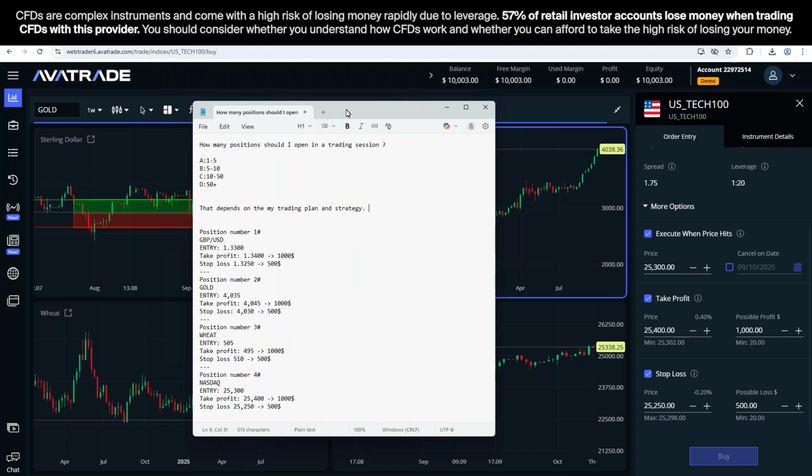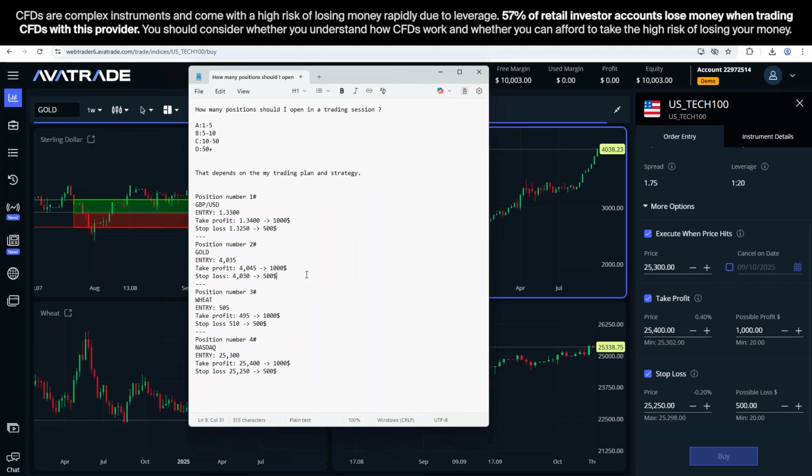Okay, if, for instance, my goal is $1,000. Do I need 4 positions like this? Maybe. Because then I can split it to be 250, 250, 250, 250 as an example. I can also, as an example, aim to make 600 with pound, another 100 with the gold, another 100 with wheat. Okay, we're already at 900, and another 100 with Nasdaq.